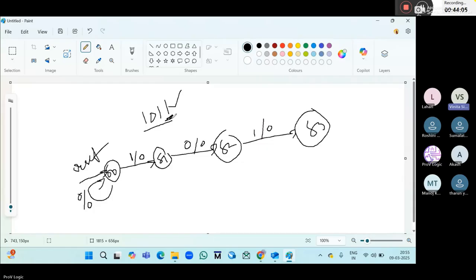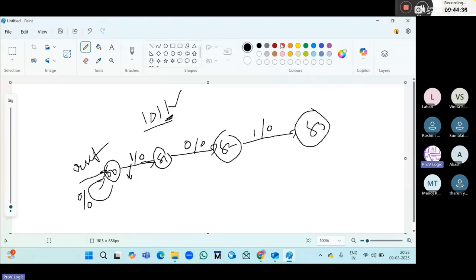So for example, here in S0 to S1, there is a 1/0. What does it show? 1 is which state and 0 is which state? 1 is the present state value, the transition value in the sequence, and 0 is the output here.